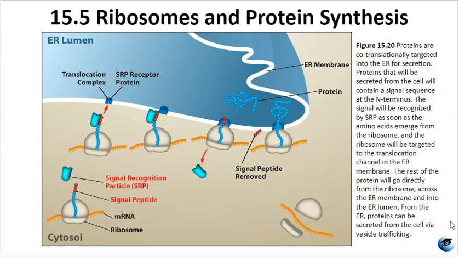While many proteins fold on their own, some require chaperones to prevent aggregation during the complex folding process. And even with the correct mRNA, abnormal temperature or pH conditions can disrupt proper folding, which can lead to dysfunctional proteins. So this is showing how the proteins are targeted for secretion. If a protein has a specific signal at the N-terminus that's recognized by the signal recognition particle, the ribosome will be targeted to the translocation channel in the ER membrane, and the protein will go from the ribosome across the ER membrane and into the lumen. And from there, it can be secreted from the cell via vesicle trafficking.